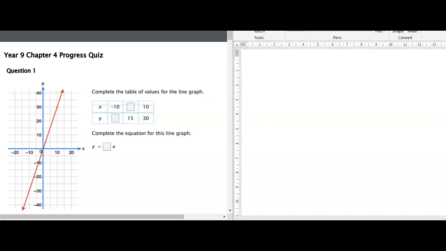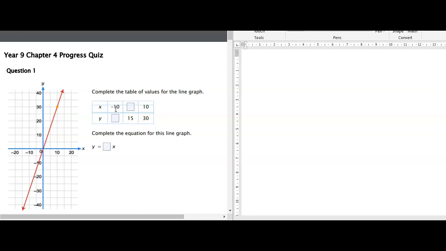All right, ladies, we're going to go through our progress quiz that covered 4A to 4G. Now you'll notice I've got two documents open. That's only because I can't draw in a PDF. It's really, really infuriating. So I'm going to do my working out on the right-hand side on the Word document. Okay, so question 1, complete the table of values for the line graph. So I'll talk through some of the questions, but I'll do the working out on the right side.